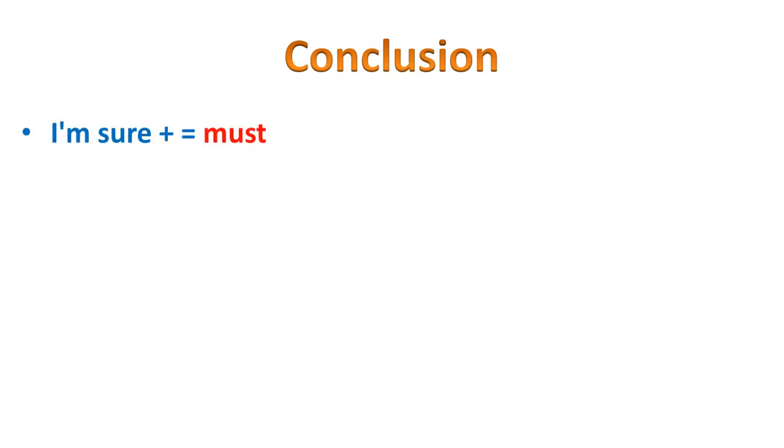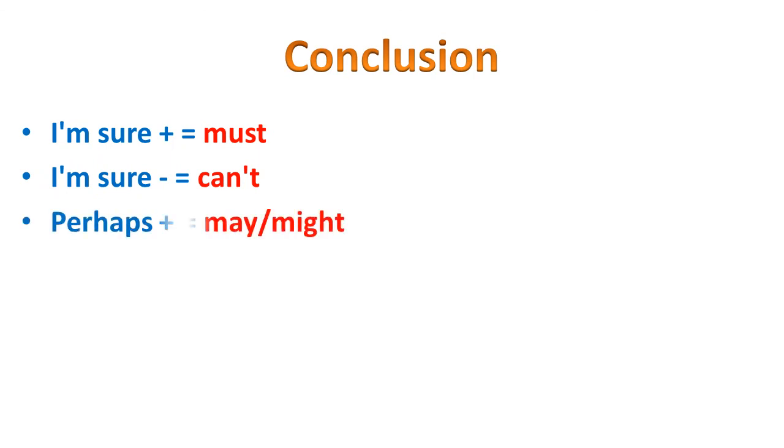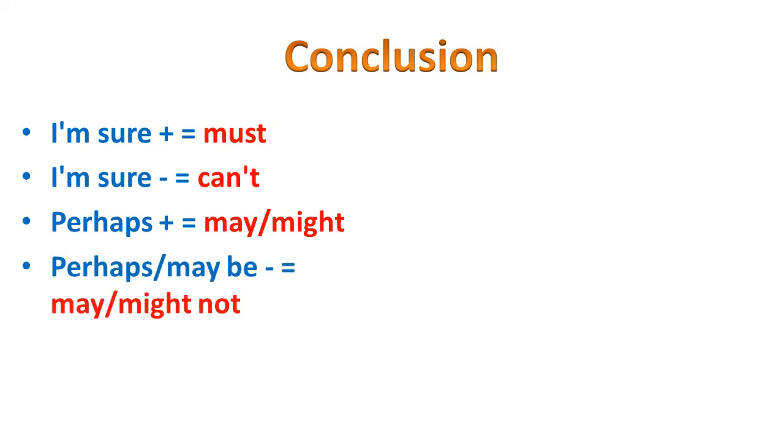So we can conclude now. I'm sure with positive clause, I'm sure with negative clause, perhaps with positive clause, or perhaps or maybe with negative clause. We can use in such a way: must, can't, may, might, or may not, might not. After it always verb one we need to use.